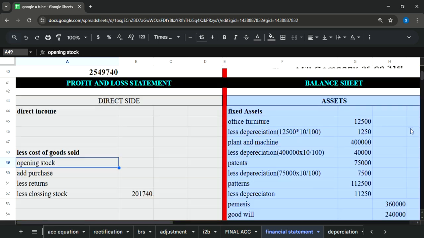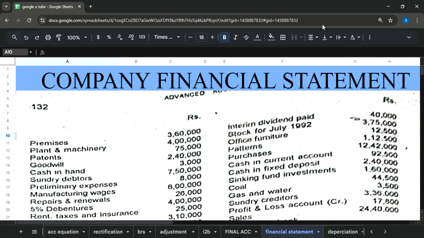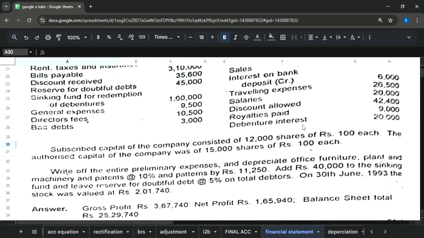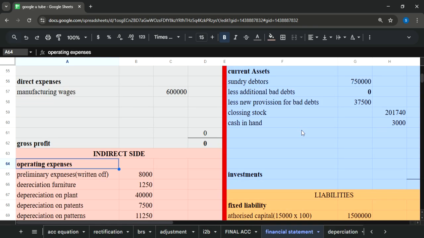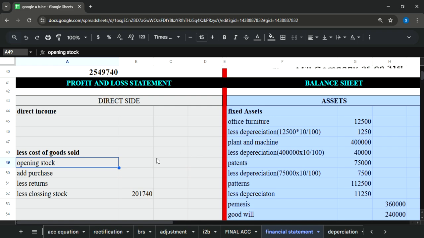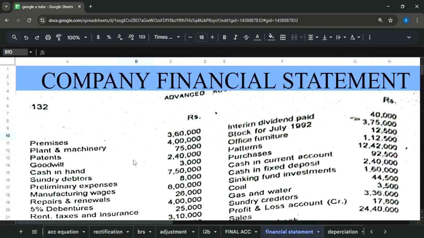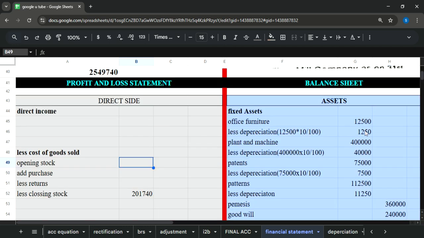Okay, so let's see what next is stock for July 92. Look, closing stock was mentioned at downward side. Look at here, this was closing stock 30th June 93, and this is July 92. It means it is opening stock. So we'll go over here, mention opening stock. Amount is 375,000 in cost of goods sold statement.